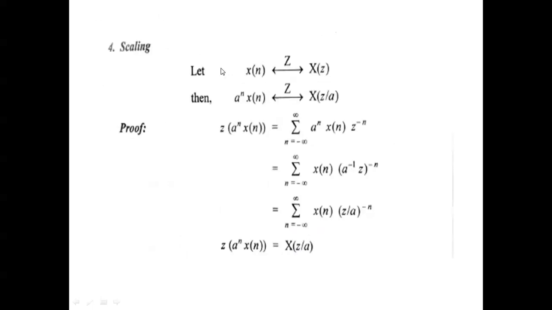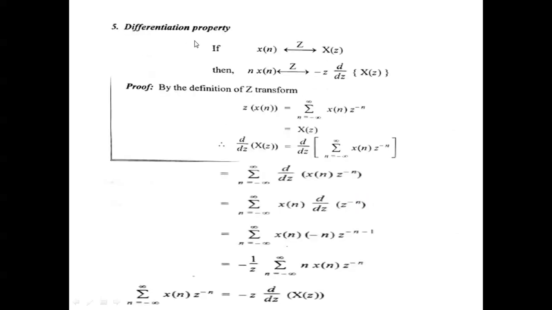Then scaling. So x of n corresponds to capital X of z. Here a to the power n times x of n, summed to infinity, gives X of z by a. This is the value you have to get, so again the proof is started. Here the value is a to the power n x of n. If you apply the Z transform formula and simplify, finally you will get the same value for scaling.